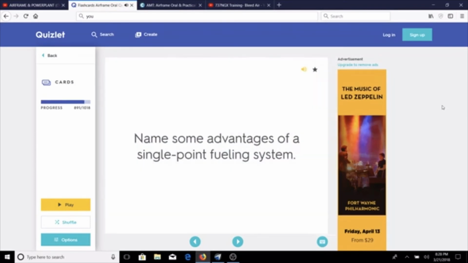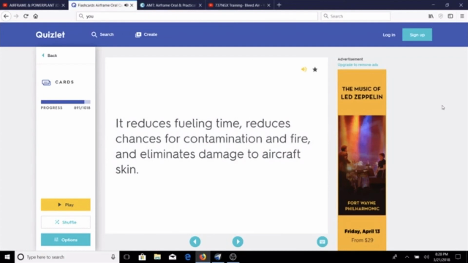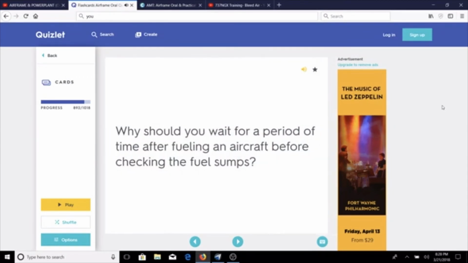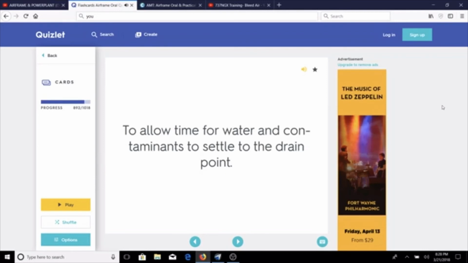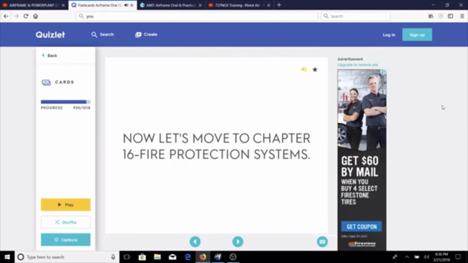Name some advantages of a single-point fueling system. It reduces fueling time, reduces chances for contamination and fire, and eliminates damage to aircraft skin. Why should you wait for a period of time after fueling an aircraft before checking the fuel sumps? To allow time for water and contaminants to settle to the drain point. Now let's move to Chapter 16, Fire Protection Systems.